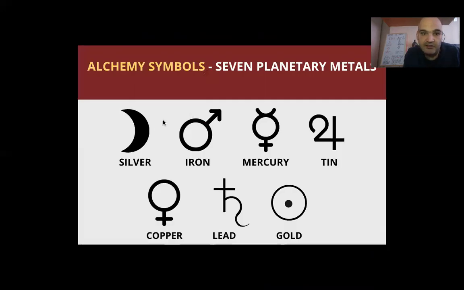And again, this is just showing the symbol of each planet and which element they correspond with in the periodic table. So Moon silver, Mars iron, Mercury mercury, Jupiter tin, Venus copper, Saturn lead, and the Sun gold. So yeah, I've come to the end of my screen sharing.